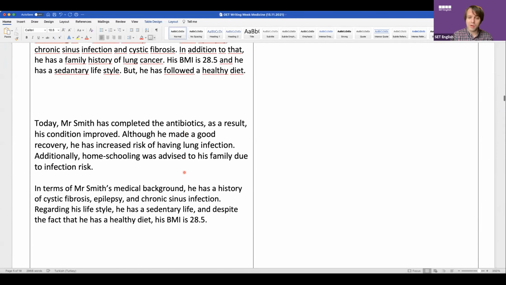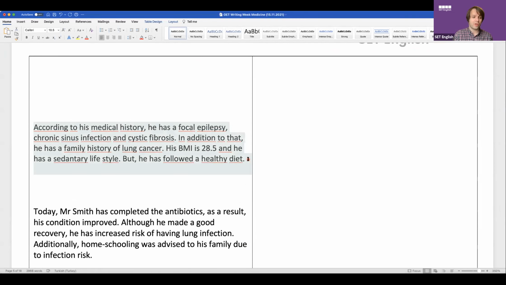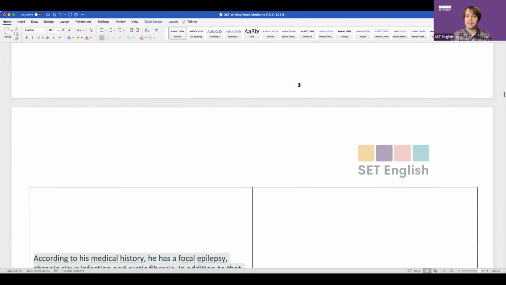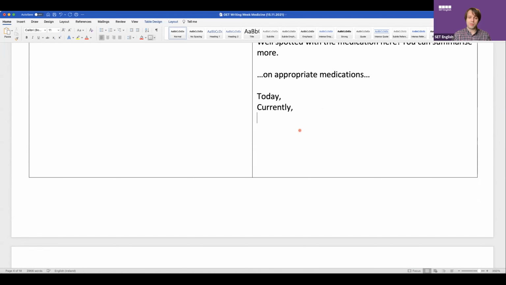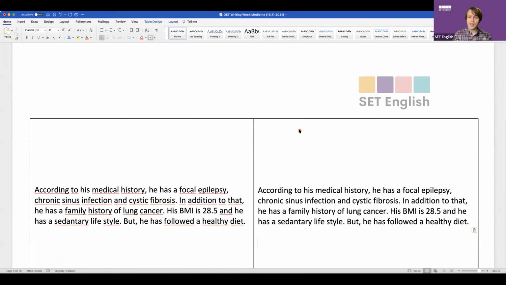Let's move on because I'm going very slowly here. That's okay, but I want to try and do as many as I can. This is the same writer, right? It's the same letter. So it's just paragraph 2. Let me just put this in here. Again, I'm going to read when I stop. Who is the first person who can tell me the problem? According to his medical history, he has a focal epilepsy, chronic sinus infection, and cystic fibrosis. So yeah, there's an error here. Can anyone see the error?